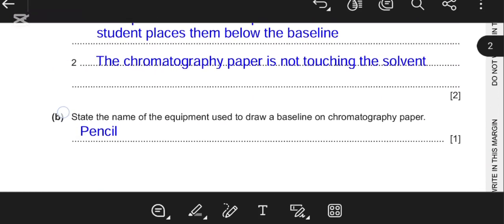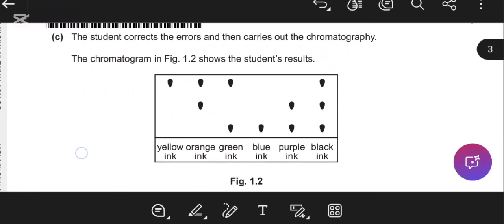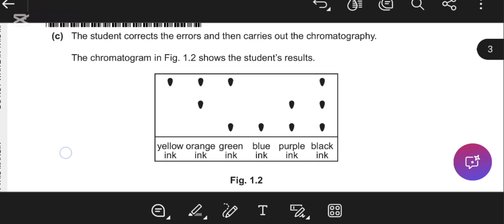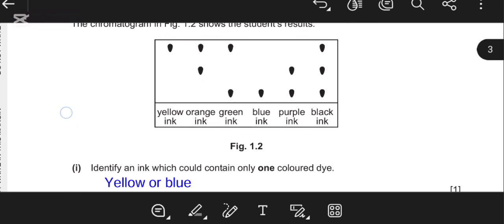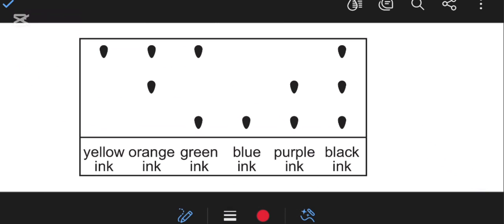Next, state the name of the equipment used to draw the baseline on the chromatography paper. We already discussed it: pencil. Now, the student corrects the errors and then carries out the chromatography. The chromatogram in figure 1.2 shows the student's results. Identify an ink which could contain only one colored dye. One colored dye means one spot, and you can see one spot here for the yellow ink and one spot here for the blue ink.